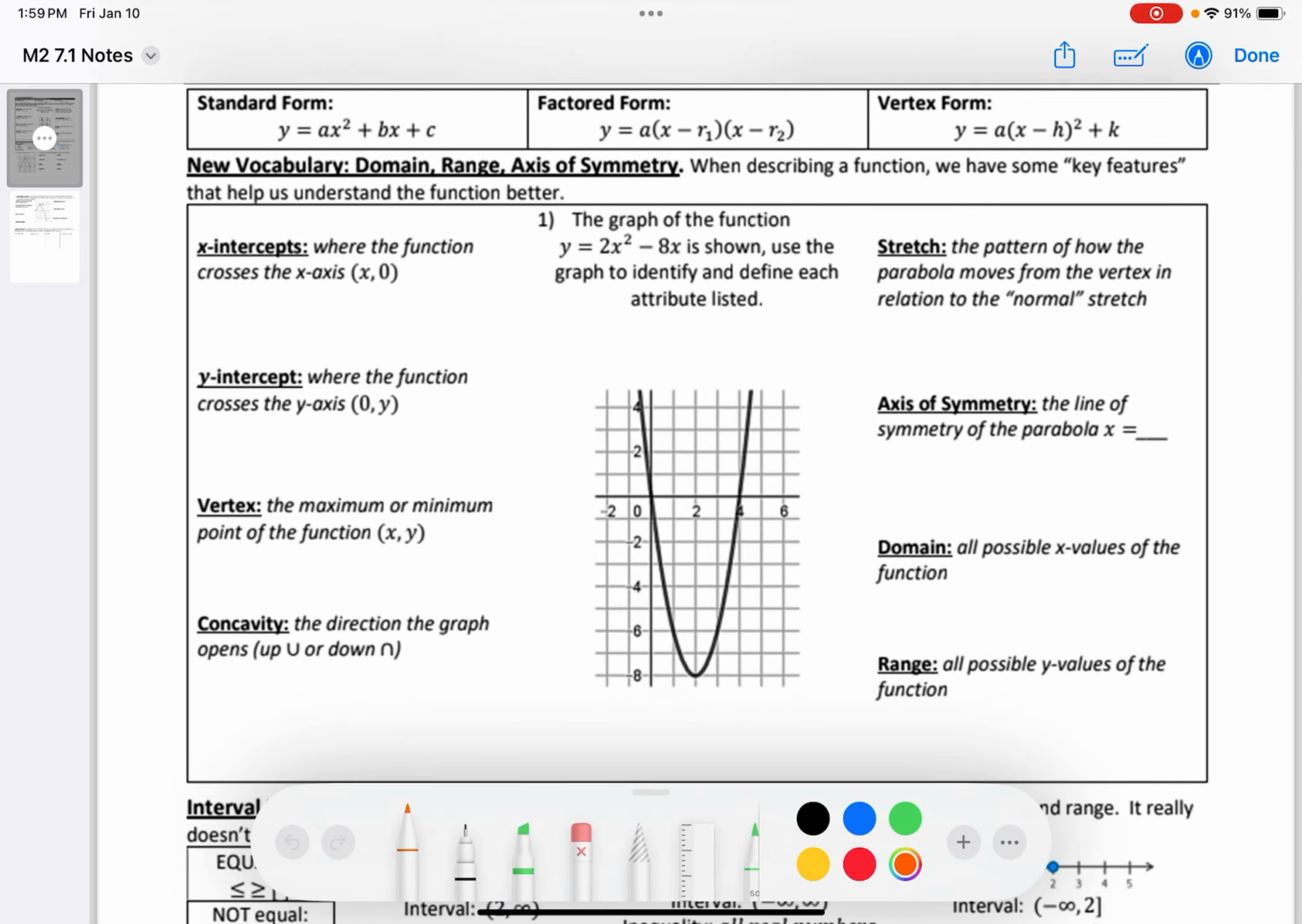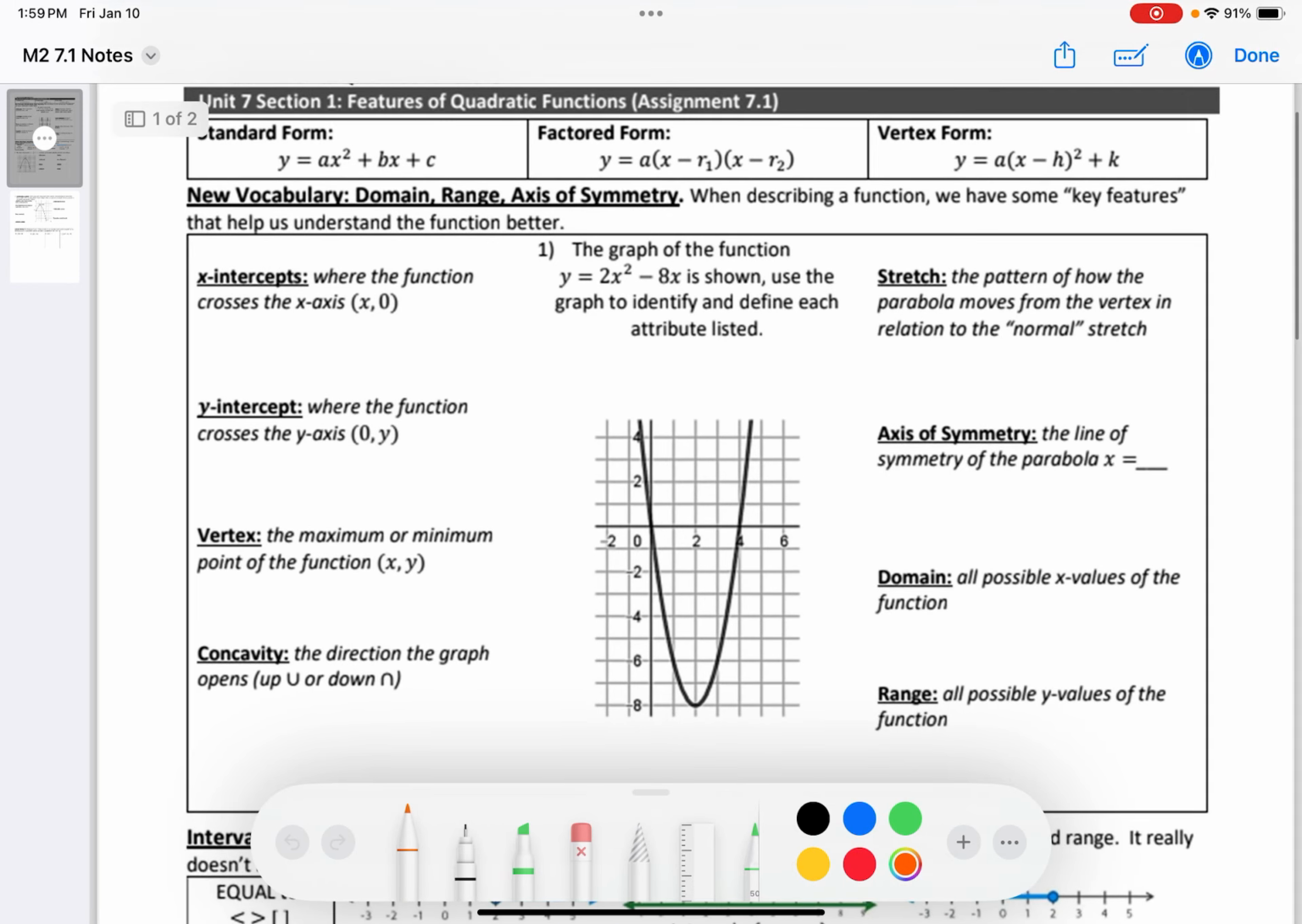So features, we're just going to be talking about features of a quadratic function. What makes a quadratic function is that if you look at the top here, we have three different forms of a quadratic function. And what makes an equation a quadratic is that the greatest term has a power of 2. So these have a power of 2. And in factored form, it will have a power of 2 when you multiply all the terms together. But we'll talk about that more.